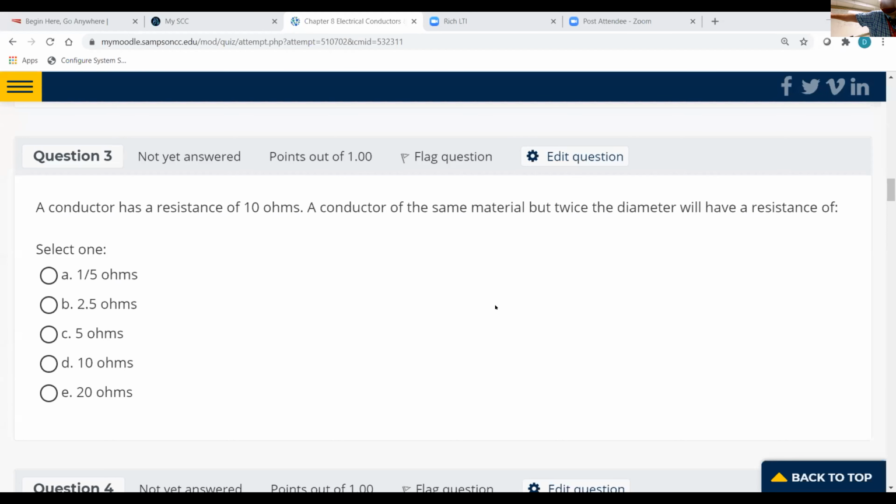So a conductor has a resistance of 10 ohms. And then when you double the diameter like we did, what would the result be? If we had 10 thousandths here and we went to 20 thousandths diameter and it quadrupled, it's going to quadruple in that case. So 20 ohms.